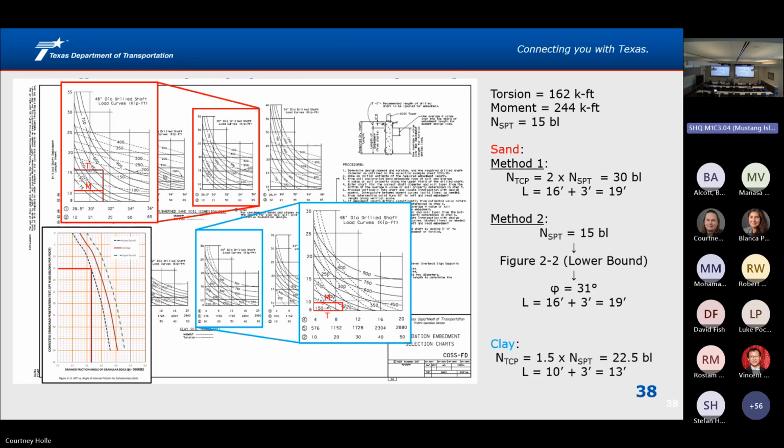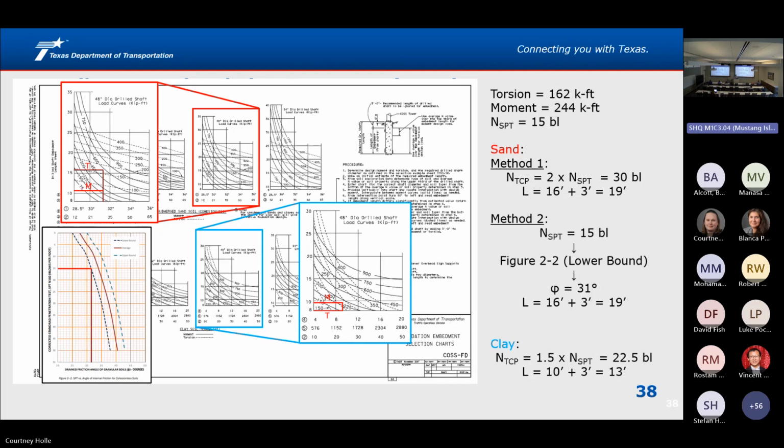So taking a look at the sand first, if we use the NTCP values, we multiply the SPT by 2, that puts us at 30 blows. And so if I look at that top chart there, the torsion appears to control. So that puts us right at around a 16-foot length up to 19 feet.